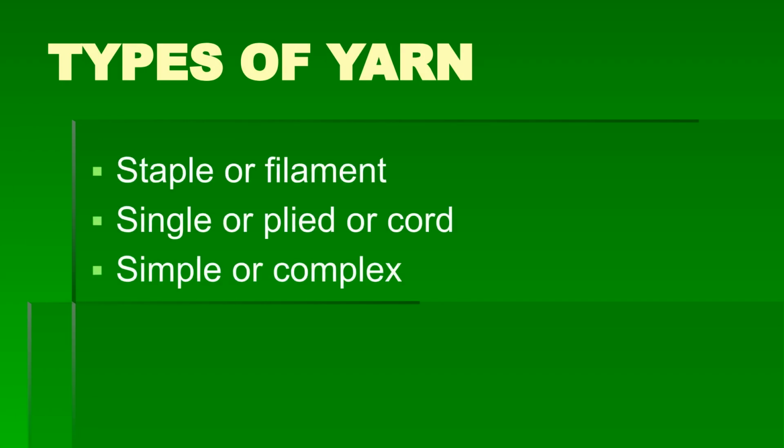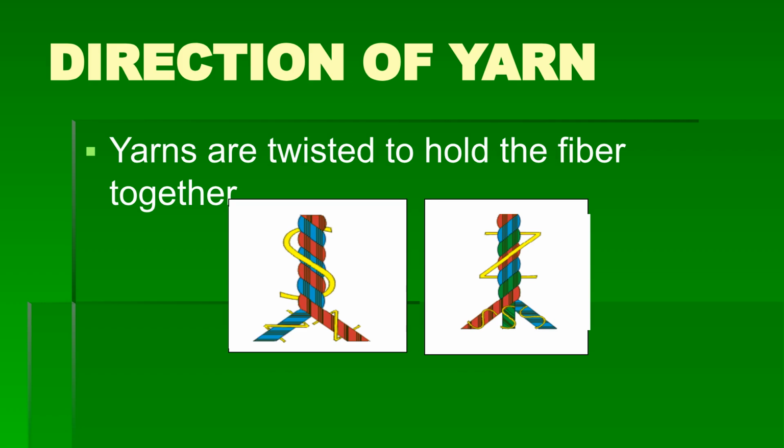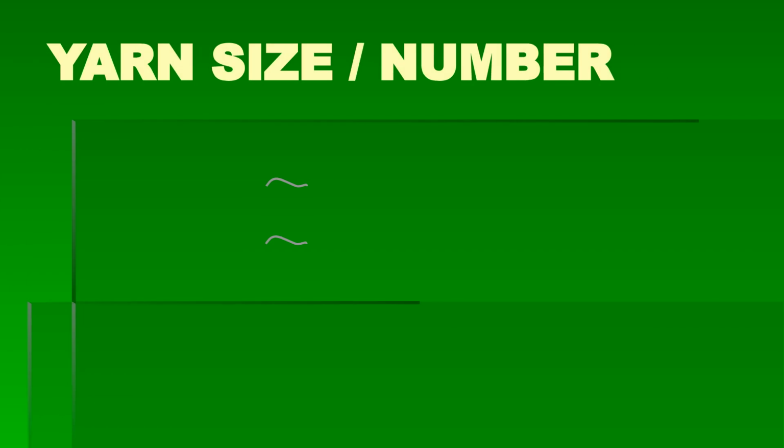Yarn is generally categorized by fiber type, being either staple or filament, by structure as single, plied, or cord, and by appearance as simple or complex. Yarns are twisted to hold the fibers together. The direction of this twist is described as S direction or Z direction, based on the slant direction of the spirals. Yarn size or number is measured using either the direct or indirect system.